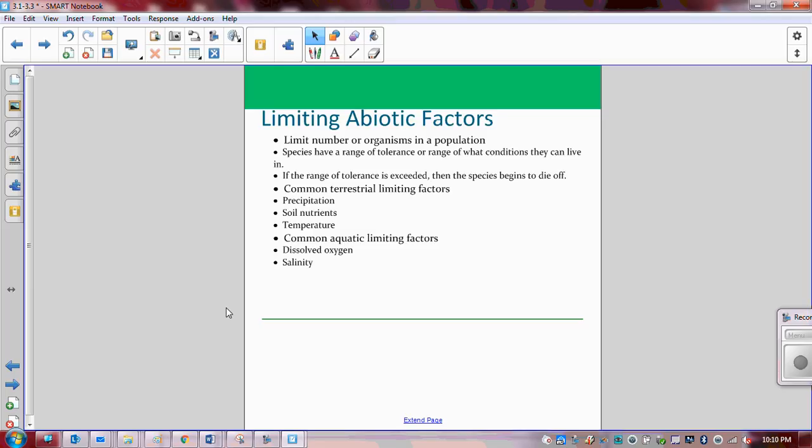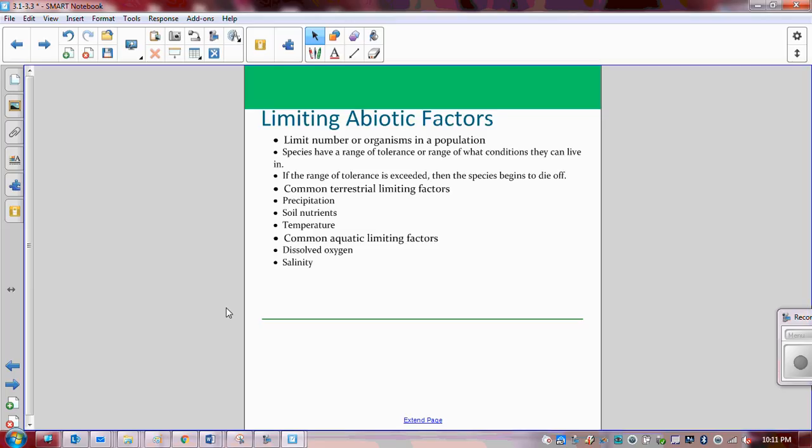So if there's a small amount of an abiotic factor that's available, we call it a limiting factor. So a limiting factor is anything that's going to stop a population from growing because it doesn't have enough of it. So if it doesn't have enough water, that's going to limit the population. So not as much grass can grow because there's not as much water, right? It's going to limit that population.